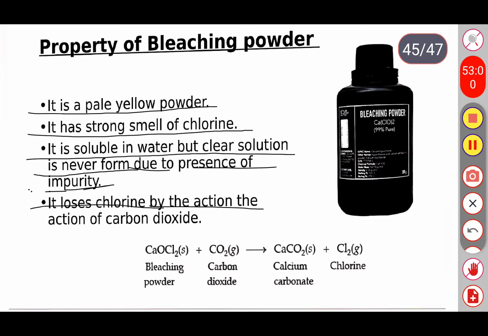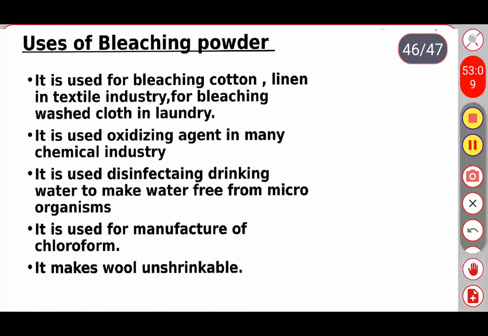So what are the uses of bleaching powder? The first use of bleaching powder is for bleaching cotton. Second one, it is used in the making of linen in the textile industry, for bleaching washed clothes in laundries. And it is used as an oxidizing agent in many chemical industries.